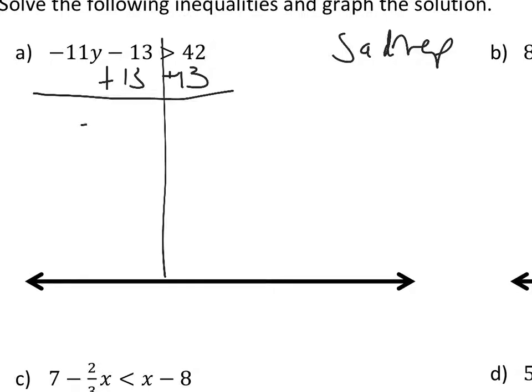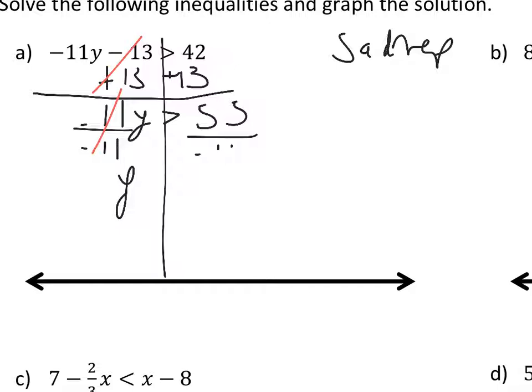Again, showing my work immediately down the page. Negative 13 plus 13, well, that cancels. The sign stays the same. 42 plus 13 is 55. Y is being multiplied by negative 11, so I do the opposite and divide by negative 11. These cancel. Negative 11 divided by negative 11 is 1, so y. And on this side, 55 divided by negative 11 is negative 5.